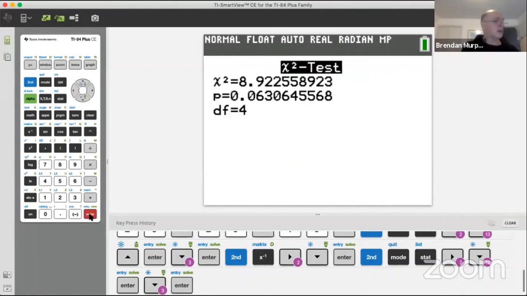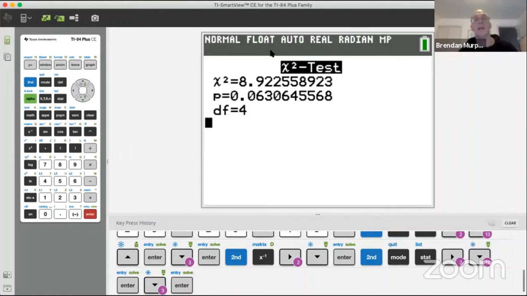So my chi-squared statistic is 8.92. We don't really care about too many decimals. You want a few more decimals, that's fine. My p-value, my probability is 0.063, so that's important. And my degrees of freedom is 4. So let's go back to our problem here.